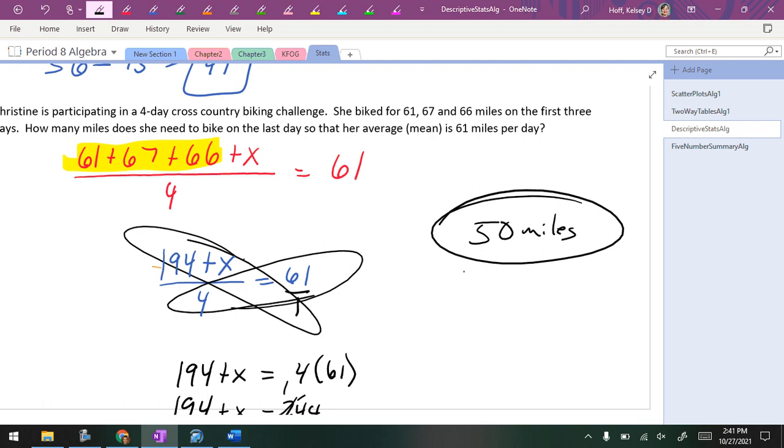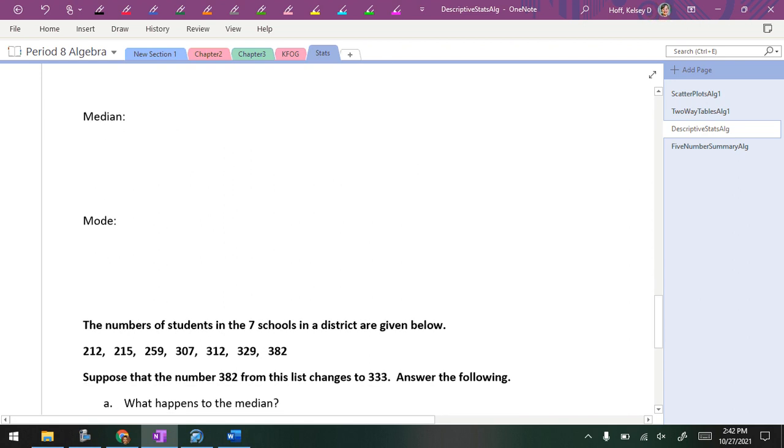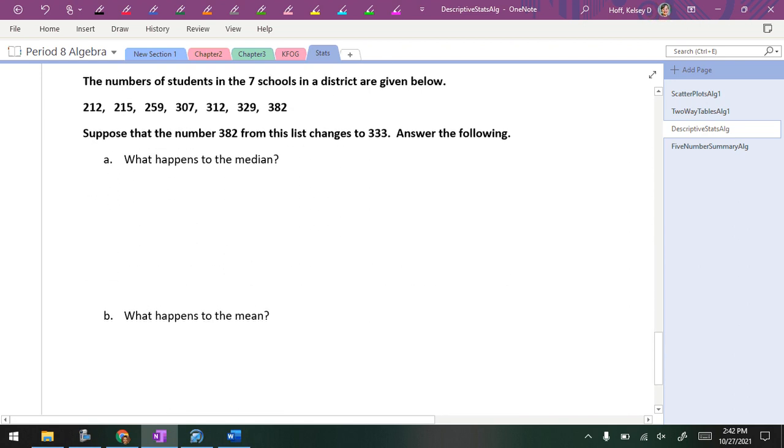Okay, do we need to practice mean, median, mode again? No. Okay, so let's skip the top half. Go on the bottom. So the numbers of students in the 7 schools in a district are given below: 212, 215, 259, 307, 312, 329, 382. Suppose the number 382 from the list changes to 333. Answer the following. What happens to your median?